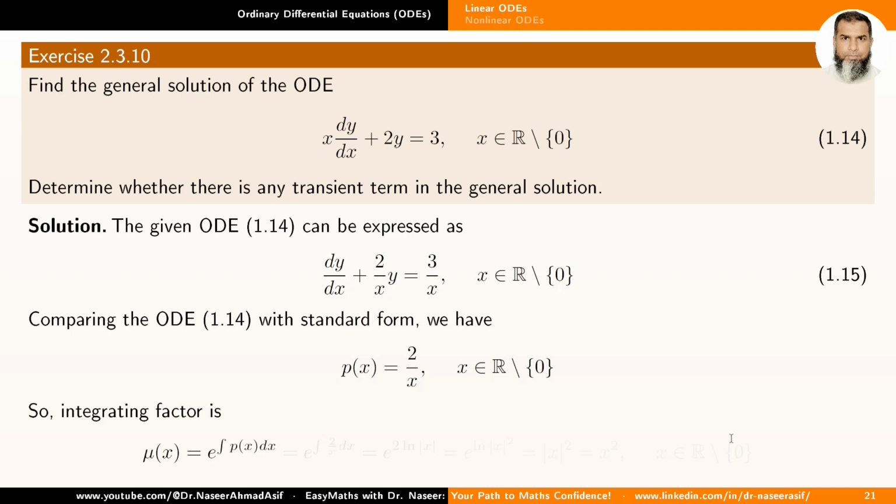So the integrating factor is mu of x is equal to exponential of the integral of p of x dx, which is equal to exponential of the integral of 2 by x dx, which is equal to exponential of 2 log of absolute x. So we have exponential of log of absolute x square, so we have absolute x square. So mu of x is equal to x square, where x belongs to R other than 0.